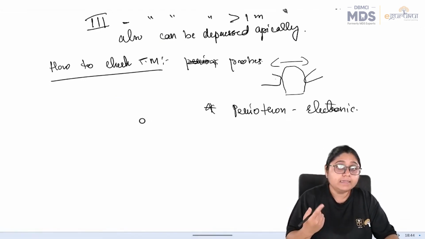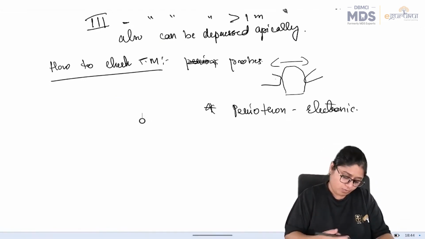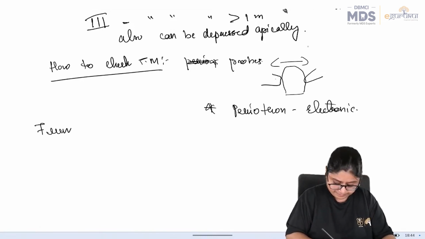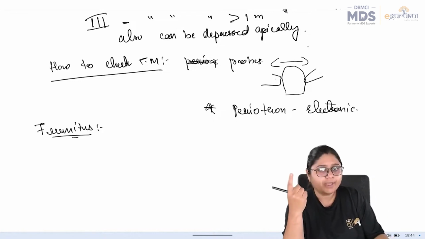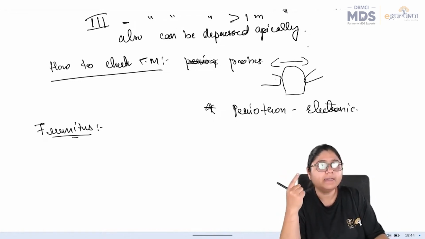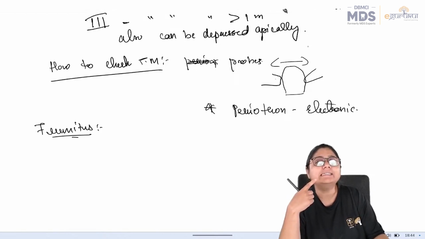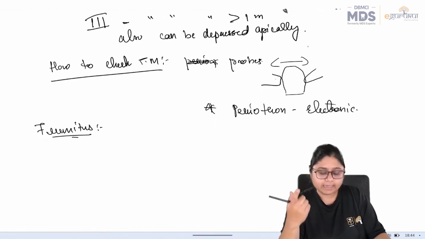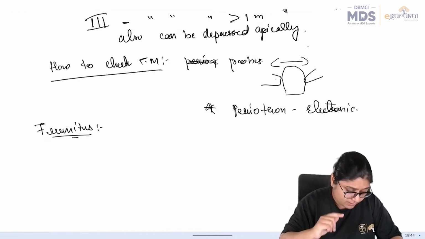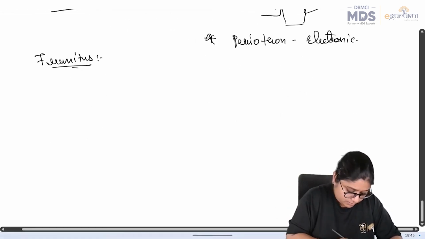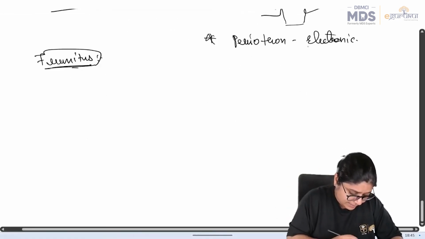Also, there is a test to check the mobility that is known as the fremitus test. So in anterior teeth, what we do is we take damp fingers. We don't have to wear gloves. We take the damp fingers, place them onto the anterior tooth, and we ask the patient to bite like this. So we can feel the vibrations, and sometimes we can see the vibrations with the naked eye. So accordingly, it is classified, based upon the fremitus test.